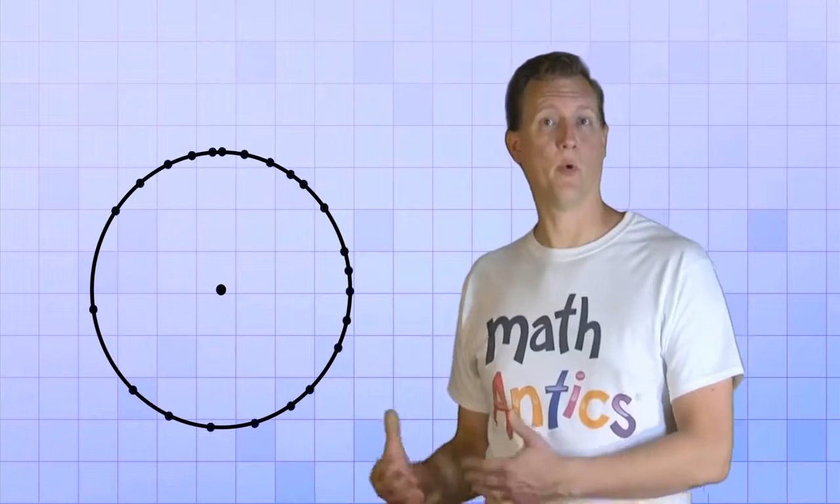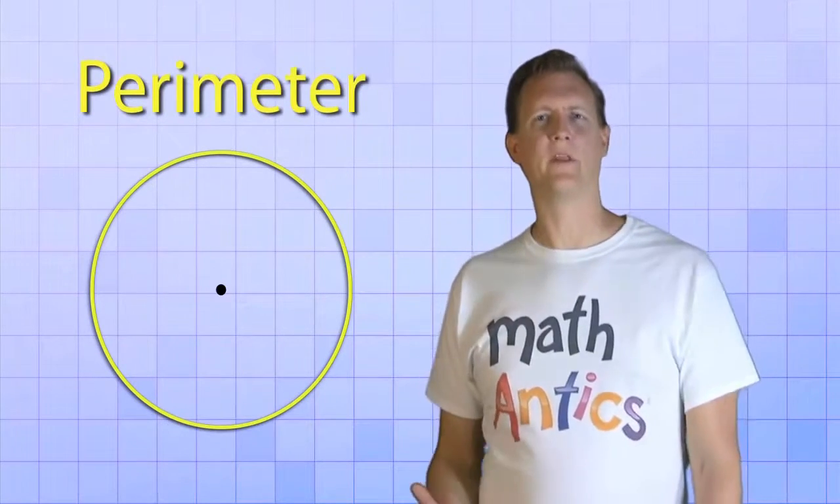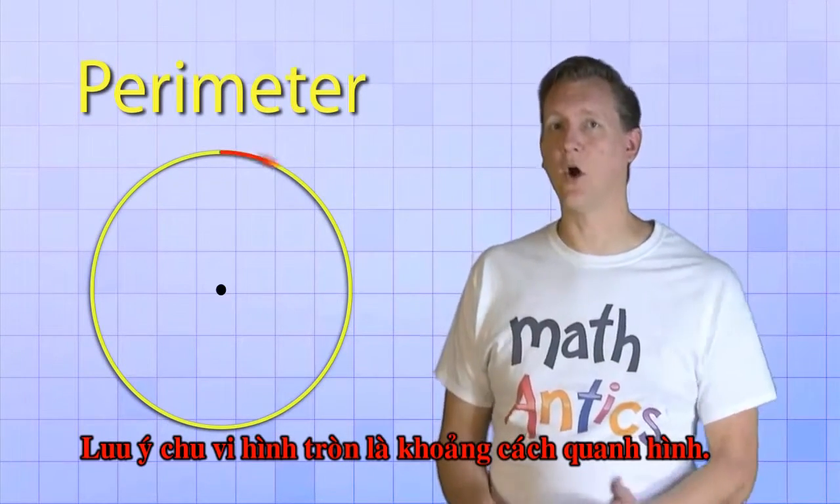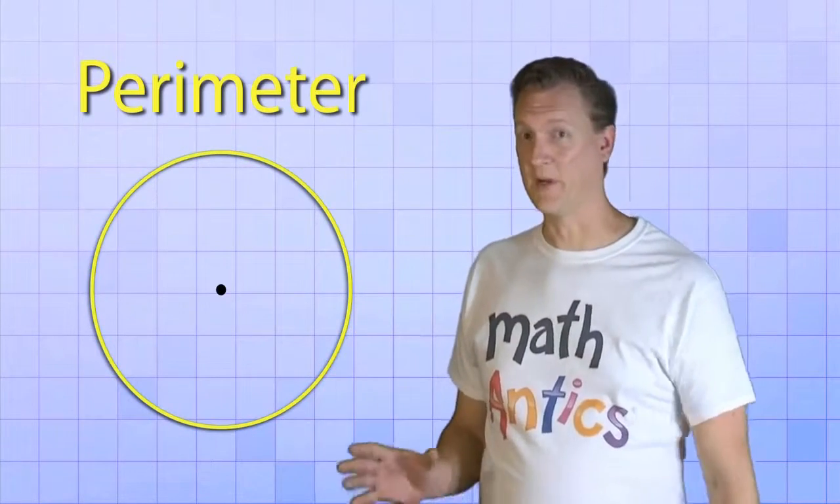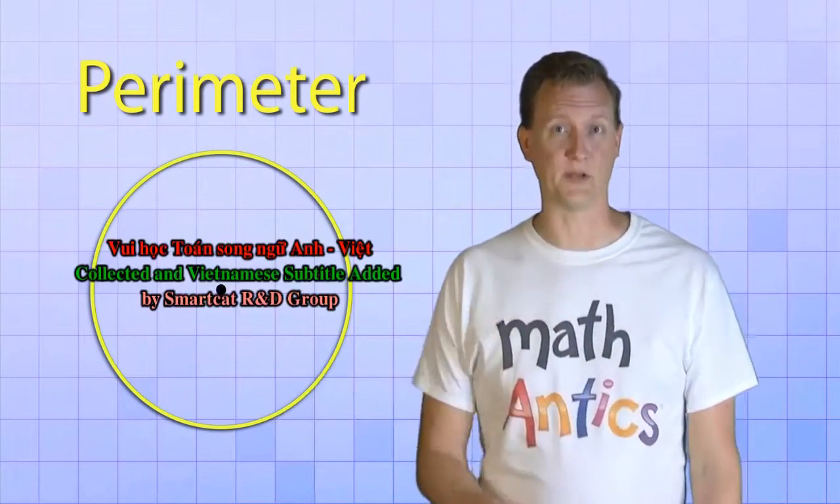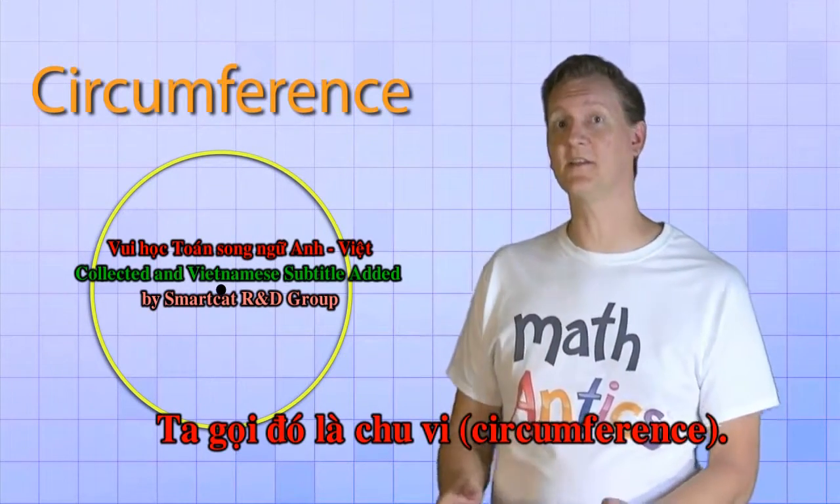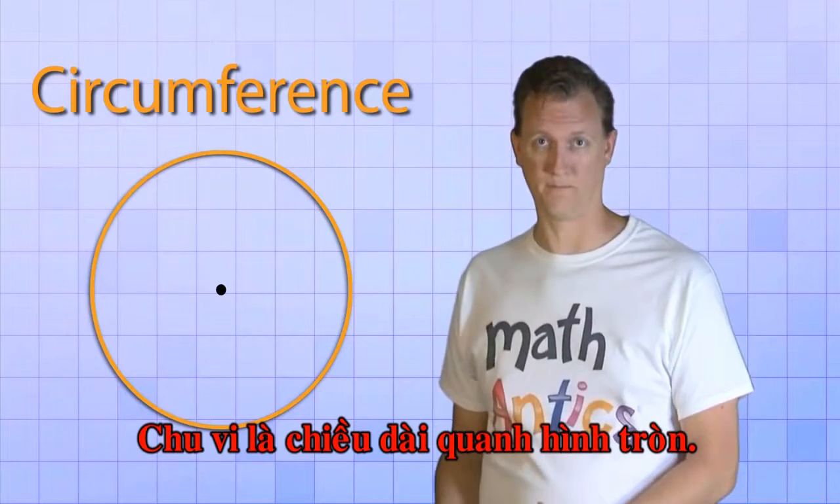All of the equidistant points we drew combine to form the perimeter of the circle. Remember that perimeter is just the distance all the way around a shape. But because a circle is a special shape, the perimeter of a circle gets a special name. It's called the circumference. The circumference is the distance all the way around a circle.